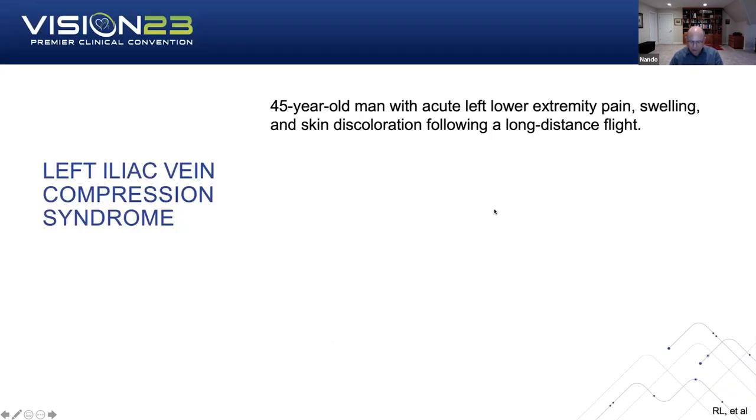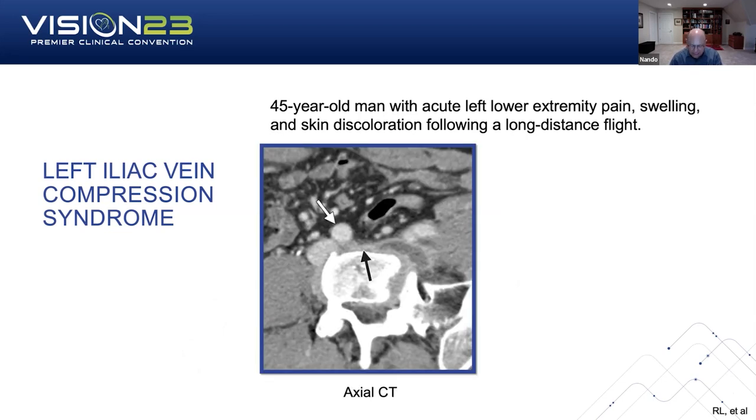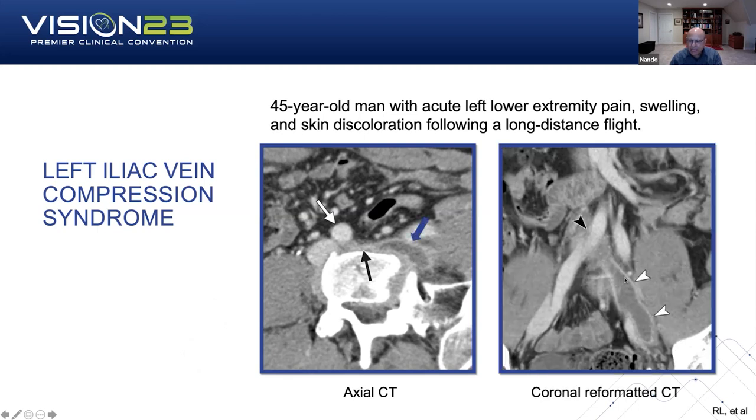A 45-year-old man presented with acute left lower extremity pain, swelling, and skin discoloration following a long distance flight. In this axial image, the white arrow indicates the right common iliac artery compressing the left common iliac vein, the black arrow. The hypodense region is seen better in the coronal view, where the thrombosis of the left common iliac vein and left external iliac vein is demonstrated.